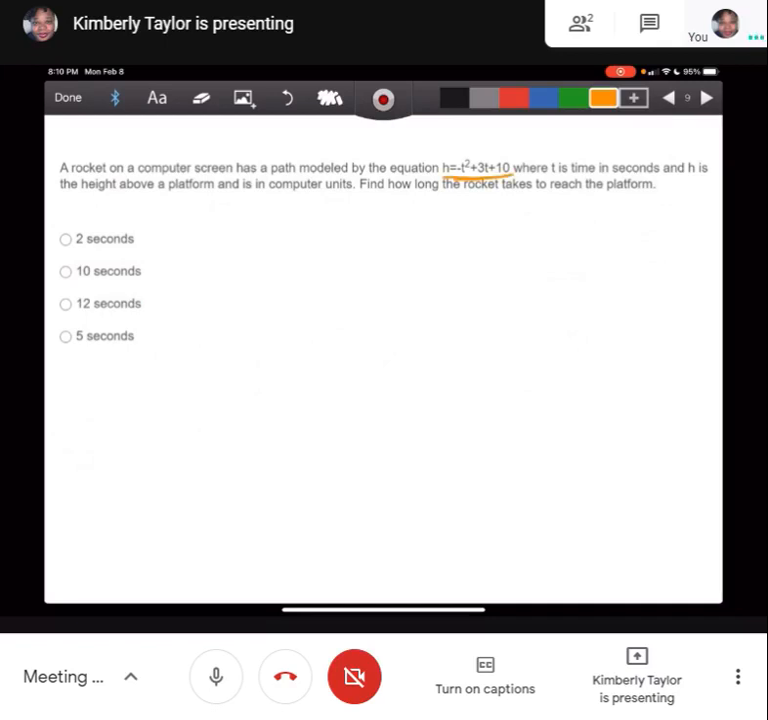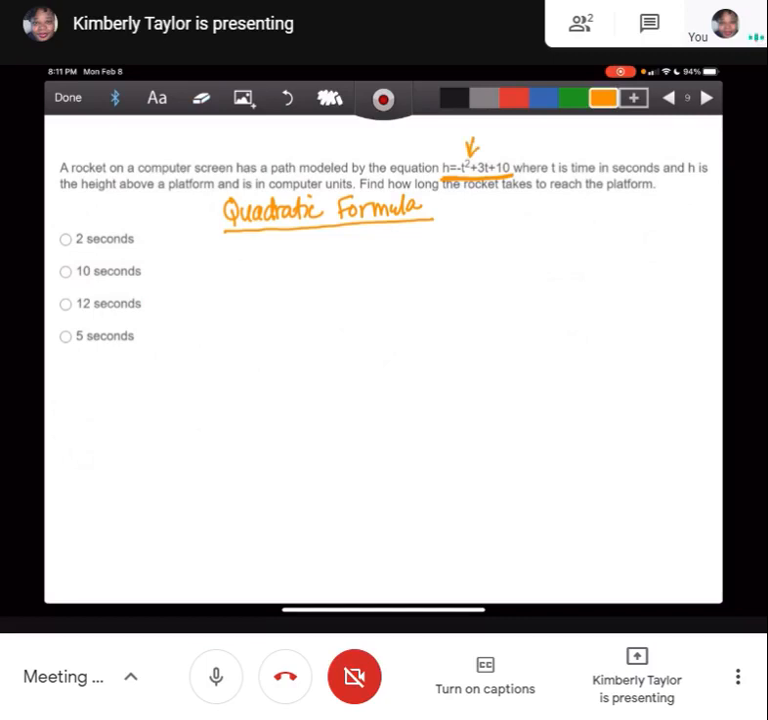Now, let me ask y'all something. Do y'all remember the quadratic formula? This is what I would use to solve this equation, because I'm trying to find how much time it takes the rocket to reach the platform. This is a quadratic equation because of the t squared. The t squared gives it away.